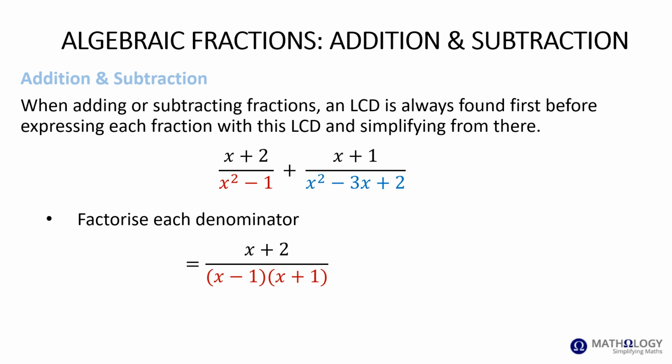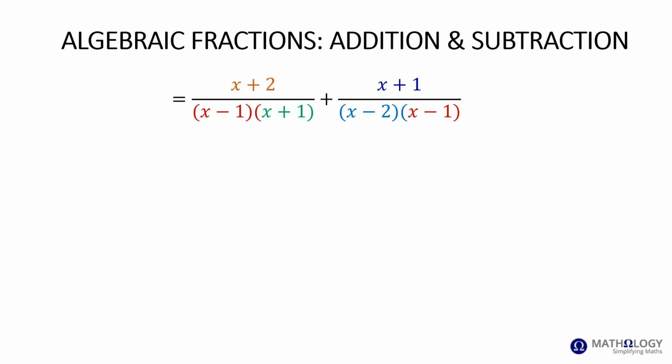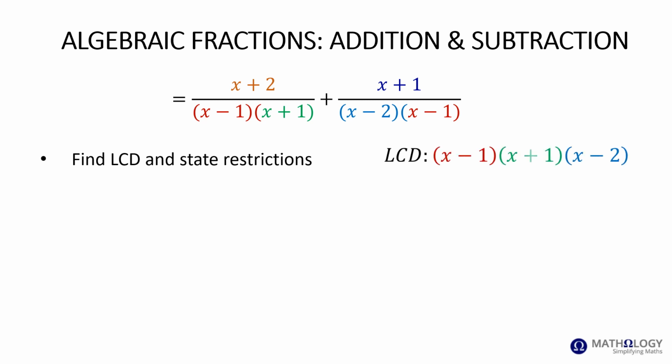x squared minus 1 factorizes as x minus 1, times x plus 1. And x squared minus 3x plus 2 factorizes as x minus 2, times x minus 1. Now that each denominator is in factorized form, we can establish the LCD. The lowest common denominator must contain at least one instance of every bracket in either denominator. In other words, the LCD for this problem is x minus 1, times x plus 1, times x minus 2.